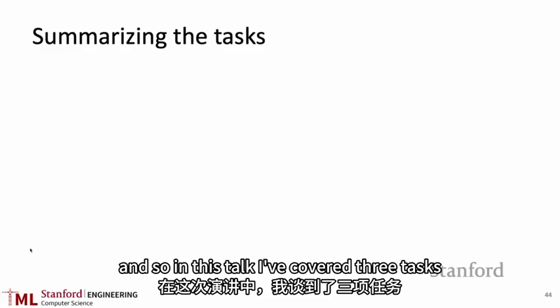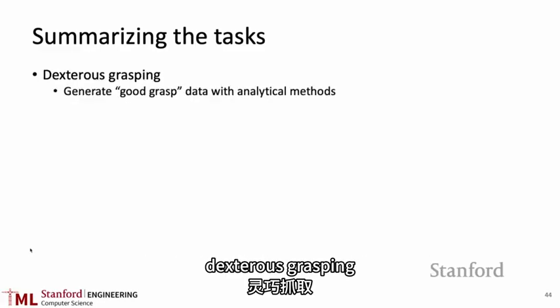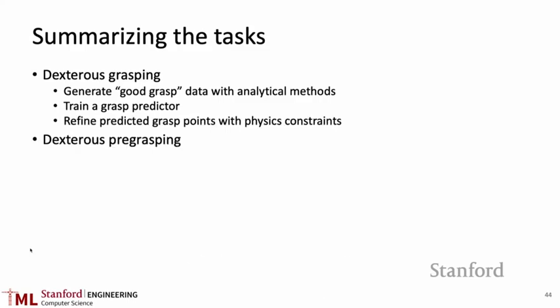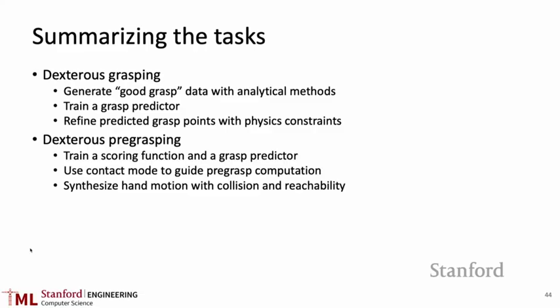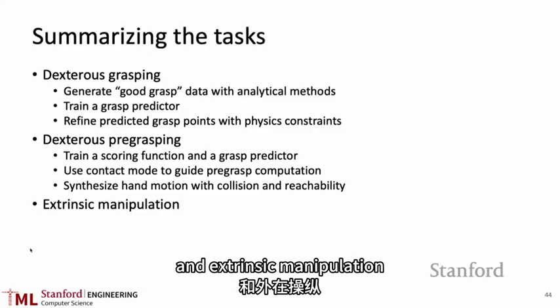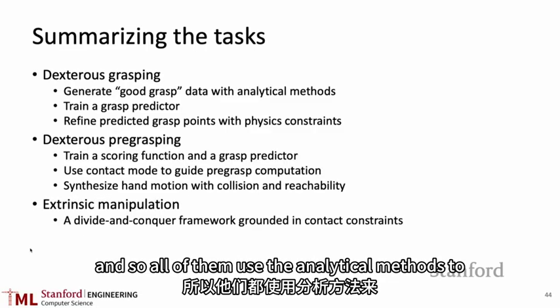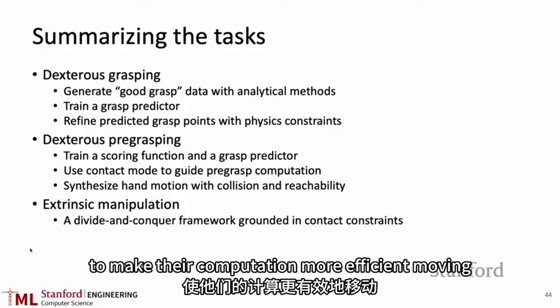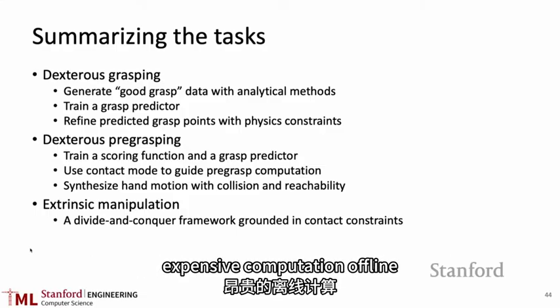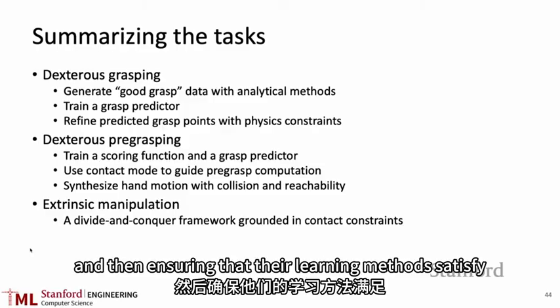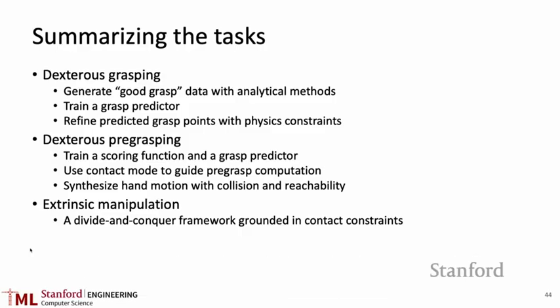In this talk, I've covered three tasks: dexterous grasping, dexterous pre-grasping, and extrinsic manipulation. All of them use analytical methods to make the computation more efficient, moving expensive computation offline, and then ensuring that their learning methods satisfy physical constraints at all times.